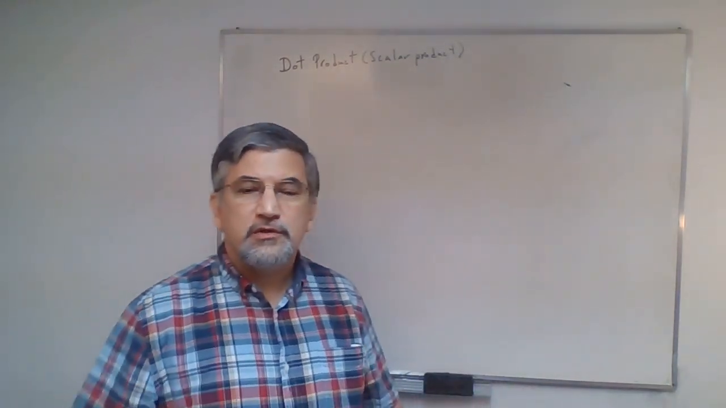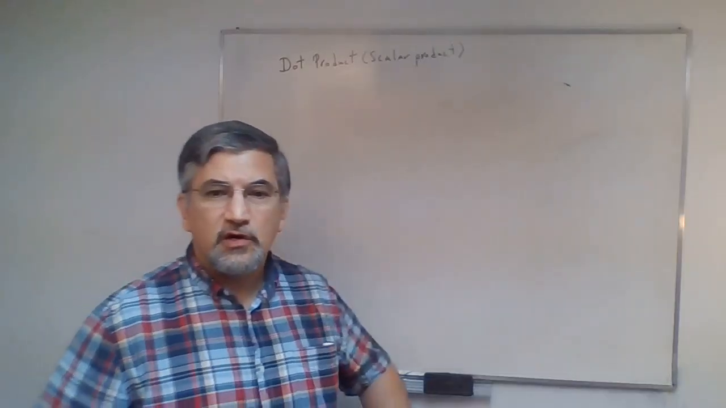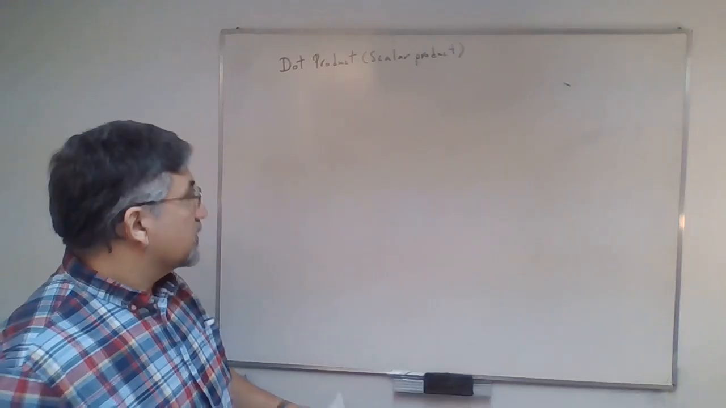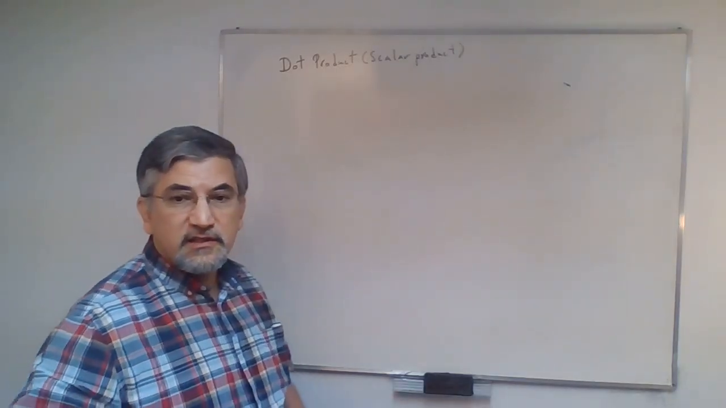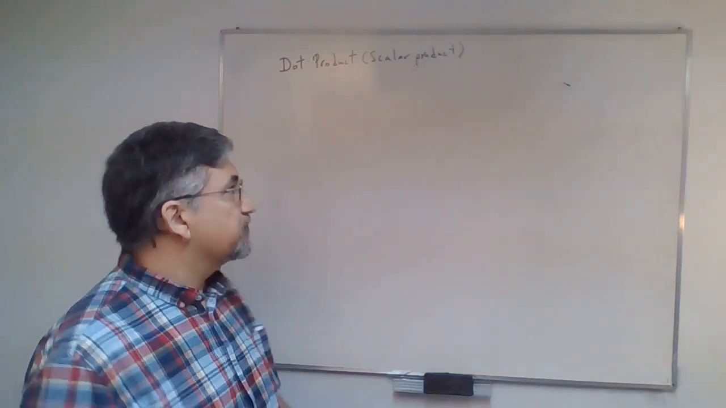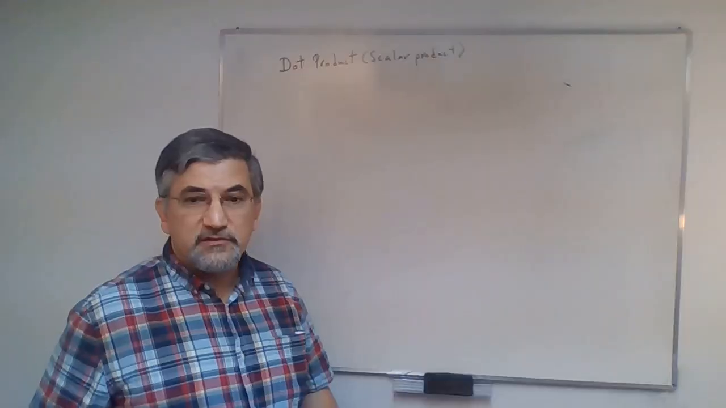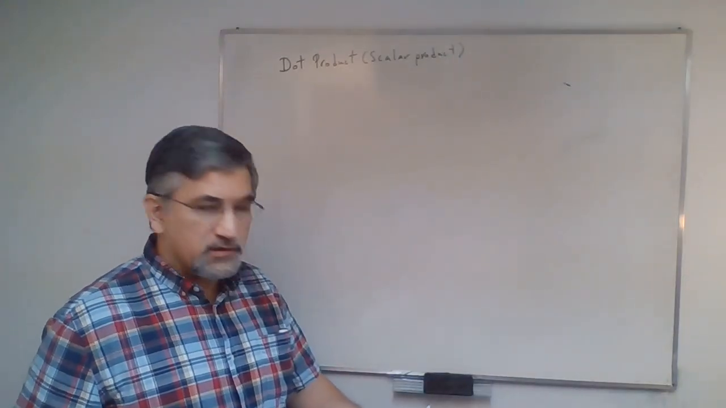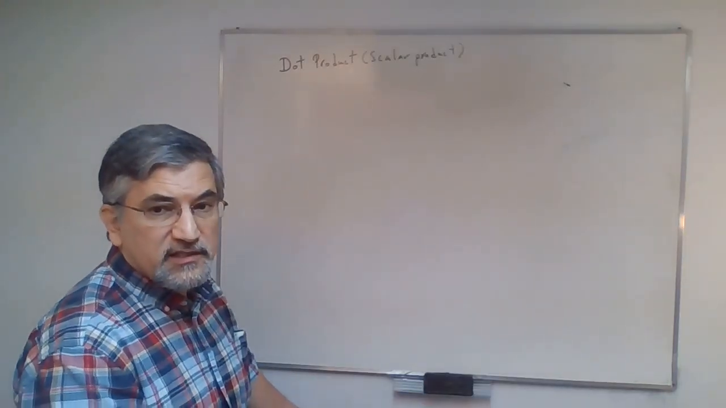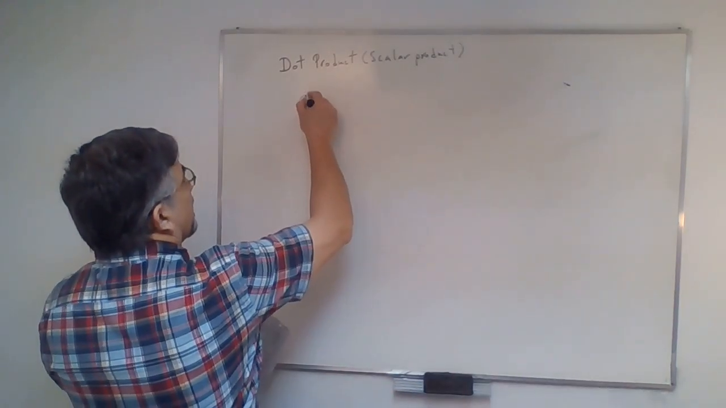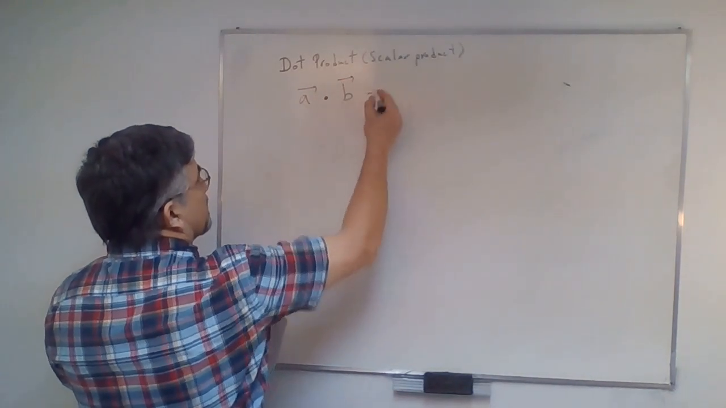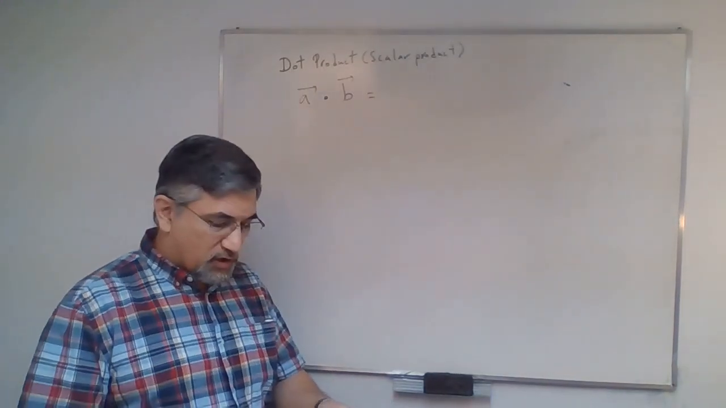Hello everyone. We want to talk about dot product in the continuation of lectures on vectors. So we have learned how to add and subtract vectors, but multiplying vectors is a different story. One way you can multiply vectors is by using dot product. The symbol is a dot, as is clear. So vector A dot vector B, that's how we write the dot product of two vectors.